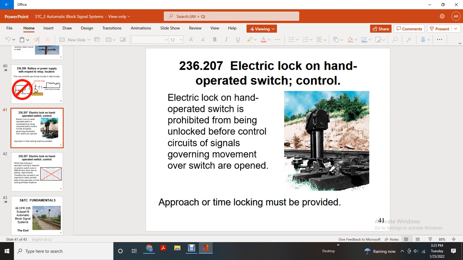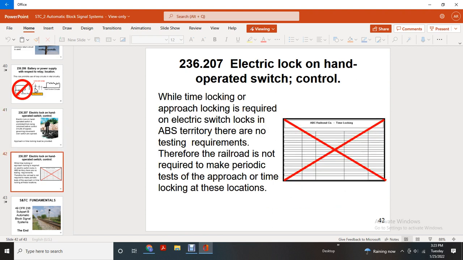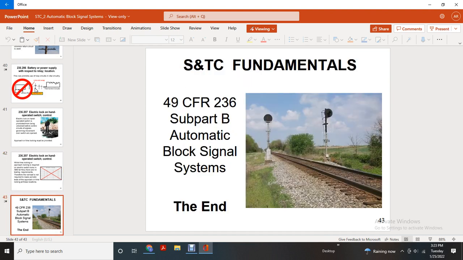Electrical lock on hand-operated switch control. Electrical lock on a hand-operated switch is prohibited from being unlocked before control circuits of the signals governing movement over the switch are opened. Approach or time lock must be provided. While time locking and approach locking are required on electrical switch locks in absolute block system territory, there are no testing requirements. Therefore, the railroad is not required to make periodic testing of approach or time locking at these locations.